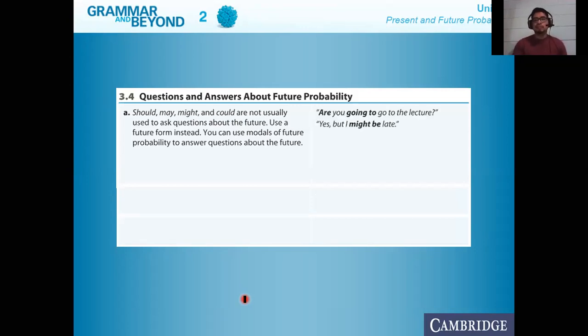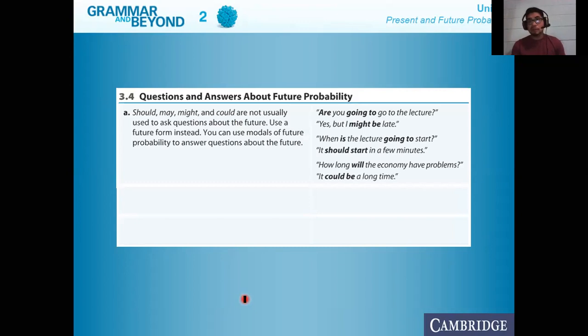Are you going to go to the lecture? Yes, but I might be late. Future probability. When is the lecture going to start? It should start in a few minutes. Okay, you see, we're going to use going to over there. How long will the economy have problems? It could be a long time. You are not sure. Remember that we're always going to use these modals when we are not sure about the answer. Okay, we're not certain.